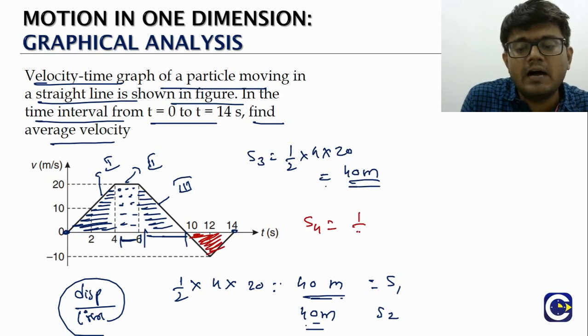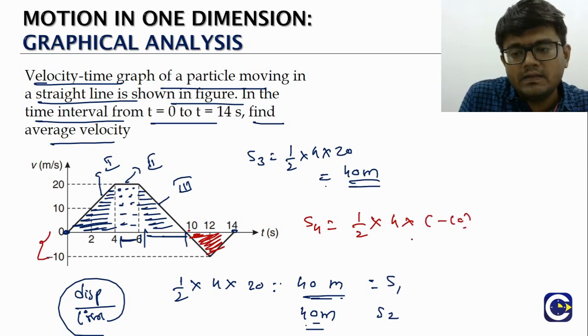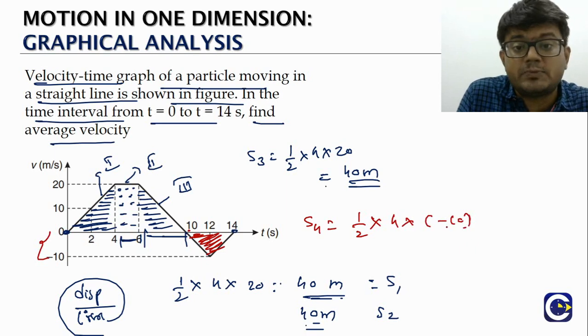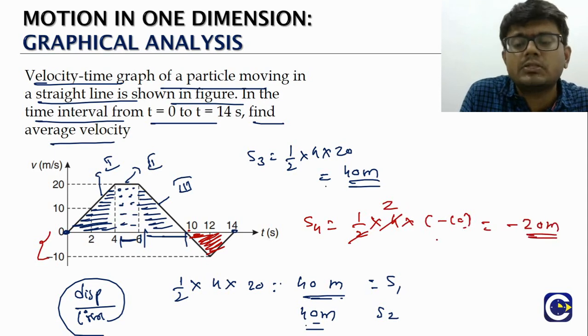What is it? Half into, that is like a triangle, right? Base is what? 10 to 14 means that is 4. Into height, we will take the negative value, right? That is where the area becomes negative. What is the height here? We have to take minus 10. That's how the area becomes negative, and that is why the displacement also will be negative. So look at this now. What is it? 2. So what is it? Minus 20 meter.